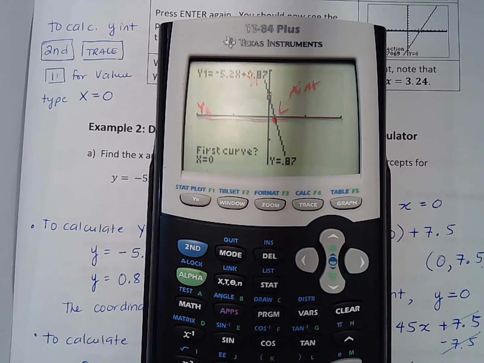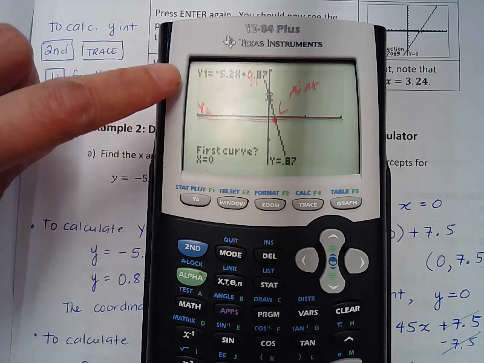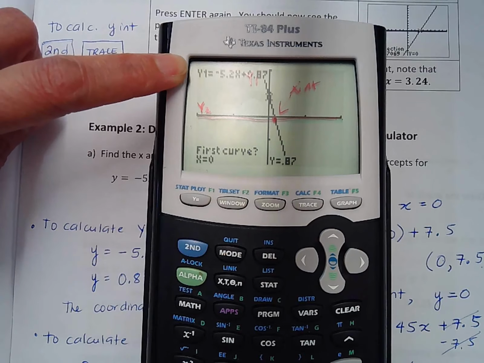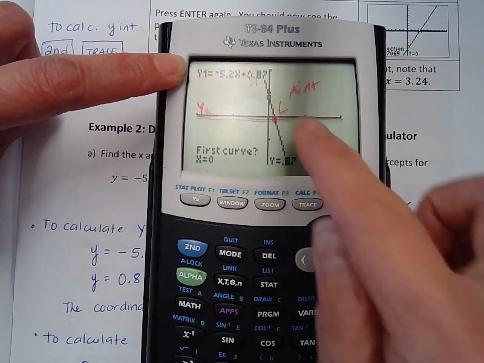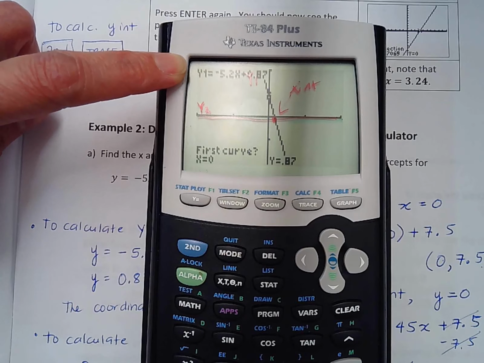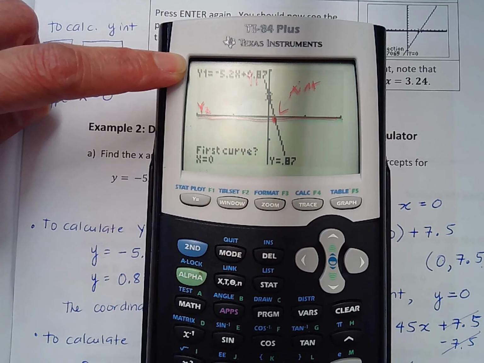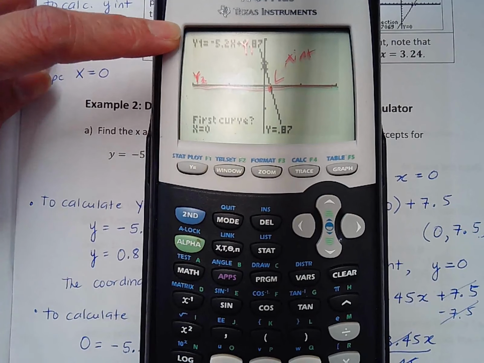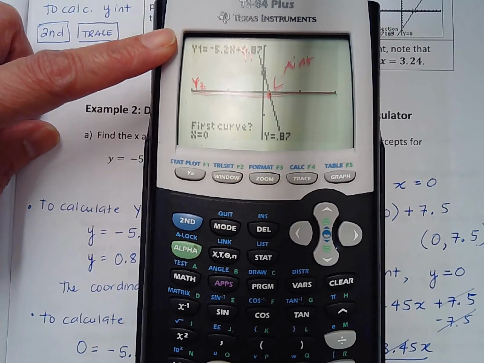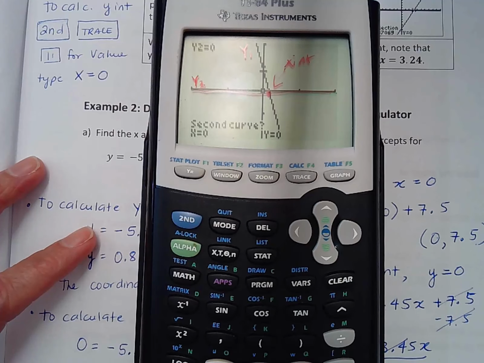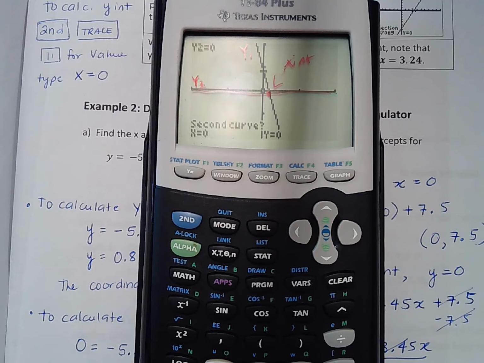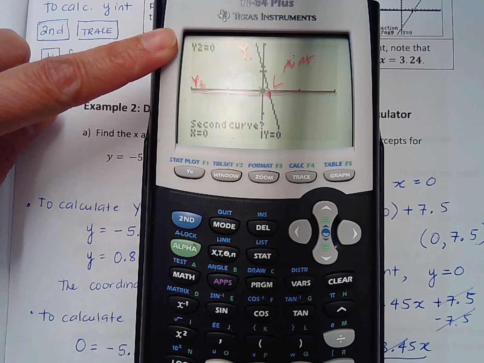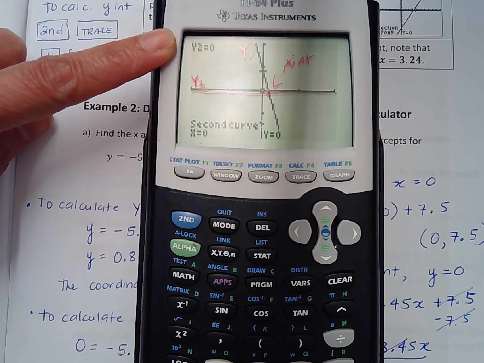It's going to ask you a whole bunch of questions. It's going to ask you, is this your first curve? Is y1, which is negative 5.2x plus 0.87, your first curve? Yes. So how do you say yes to the calculator? It's not voice activated, so you have to press enter. Enter. And then it's going to ask you another question. It says, is your second curve y2 equals 0? And your answer is yes. How do you say yes to the calculator? By pressing enter.